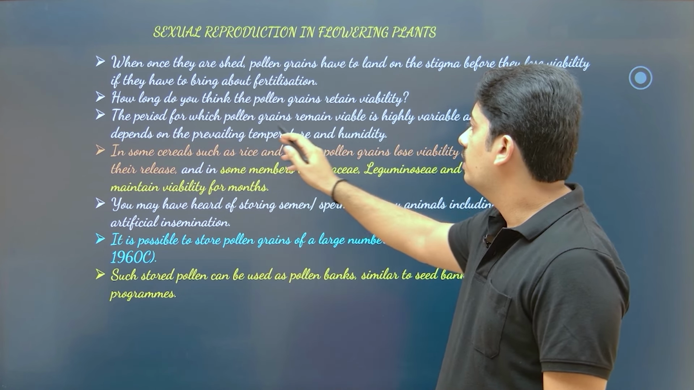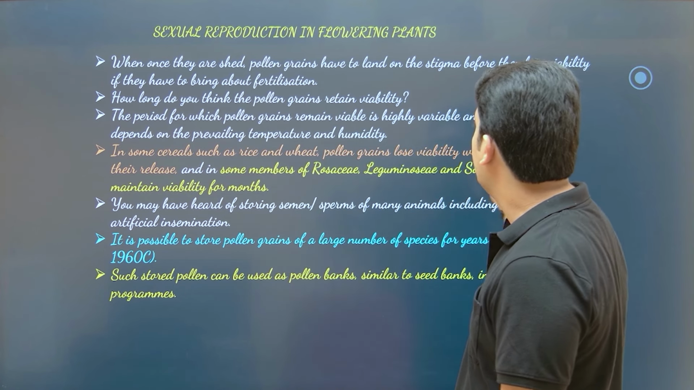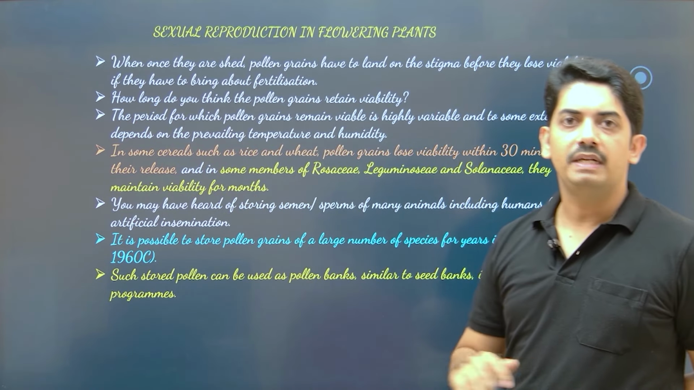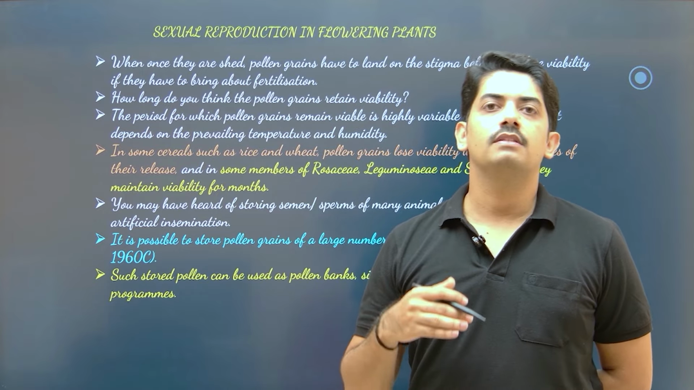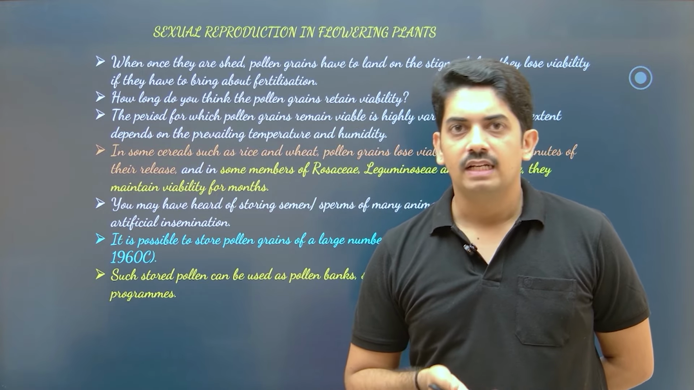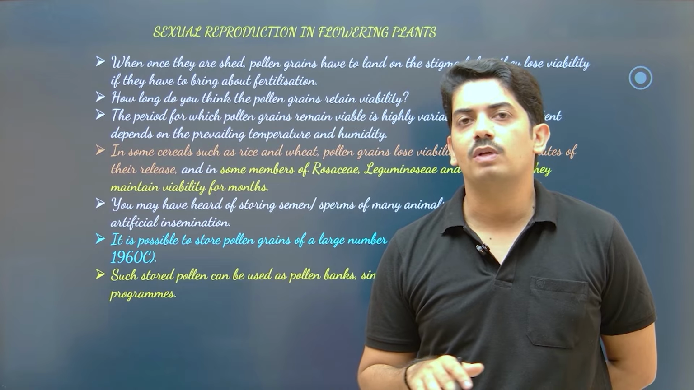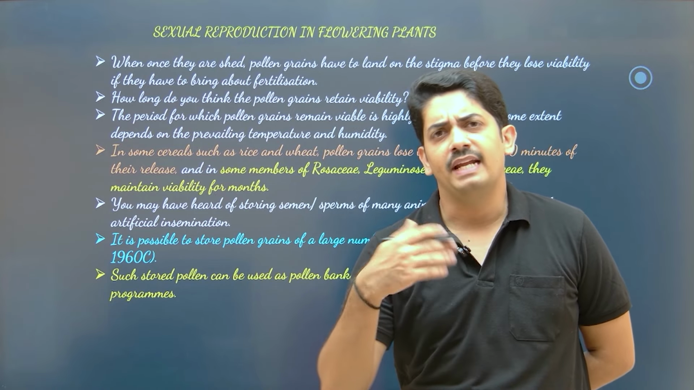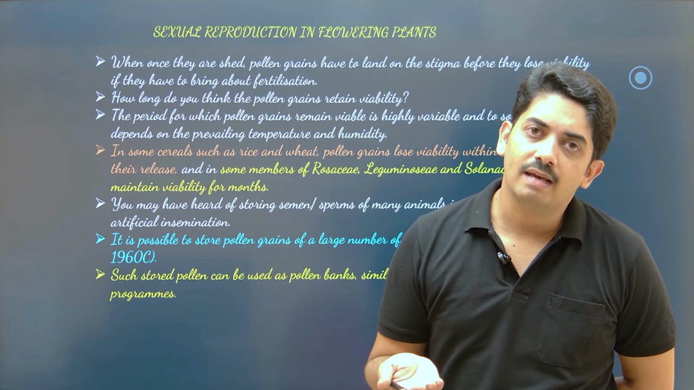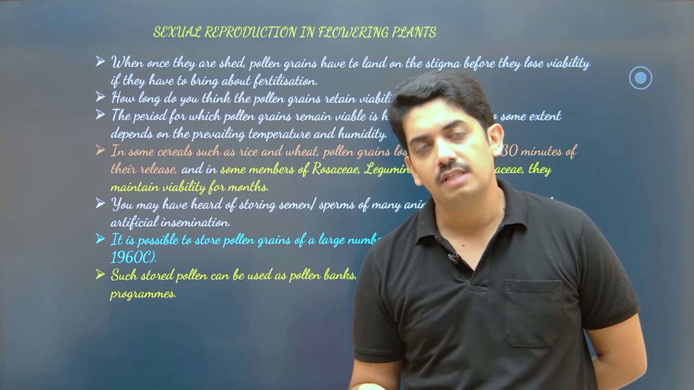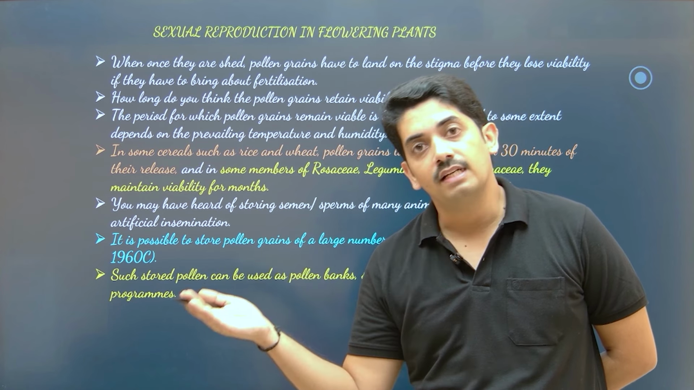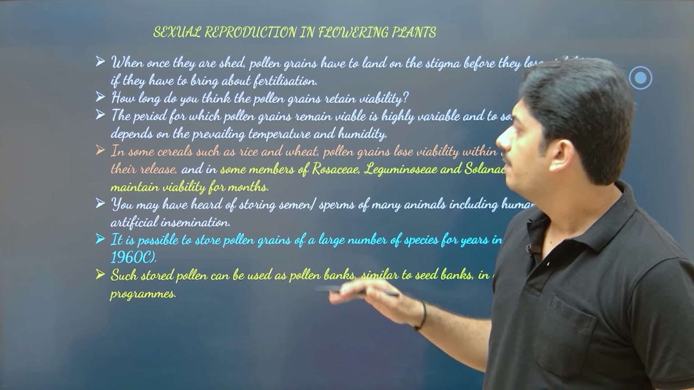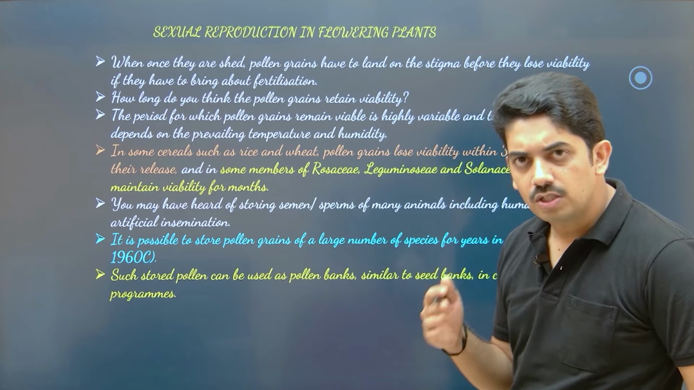The period for which pollen grains remain viable is highly variable, and to some extent depends on the prevailing temperature and humidity. See, this is very important. Even seeds are also impacted by temperature and humidity. In the same way, pollen grains are also impacted by varying temperature and humidity. If high temperature is there, pollen grains may lose viability early. If the condition is favorable, the viability may extend for some time, or if humidity is high, it will change. So these environmental factors also influence.